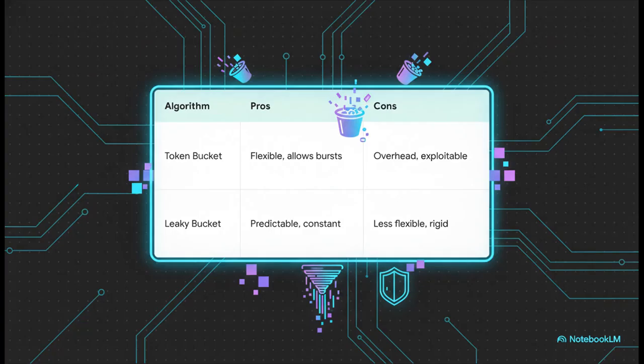So, which one do you choose? Well, it really just depends on what you need. Token Bucket is super flexible and it's great for services where traffic naturally comes in bursts. Leaky Bucket, on the other hand, is simpler and gives you a very predictable, steady flow, which is fantastic for protecting your backend systems from any sudden, massive spikes.